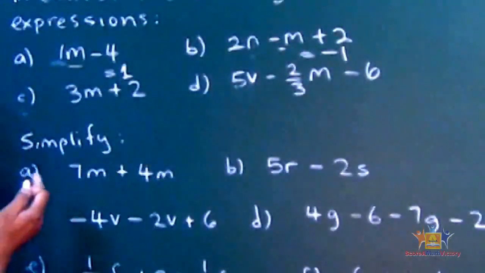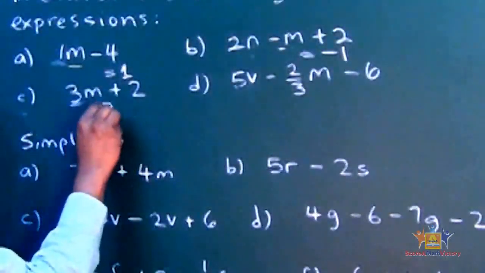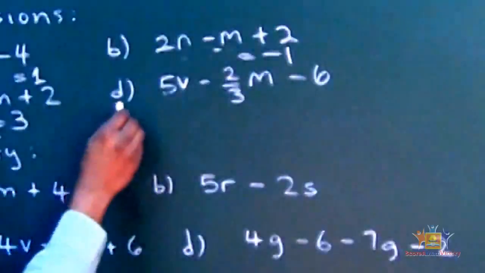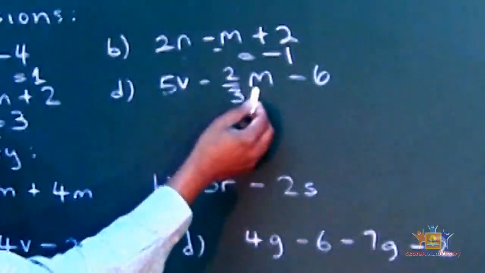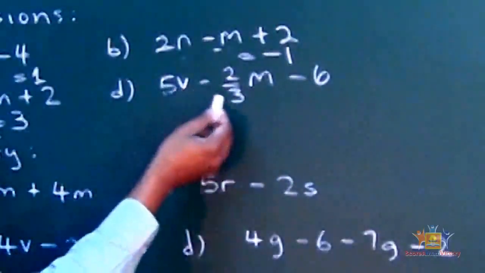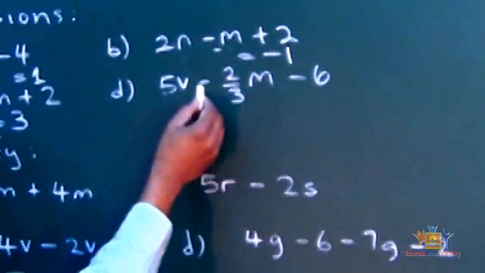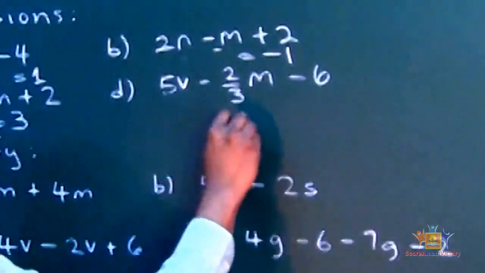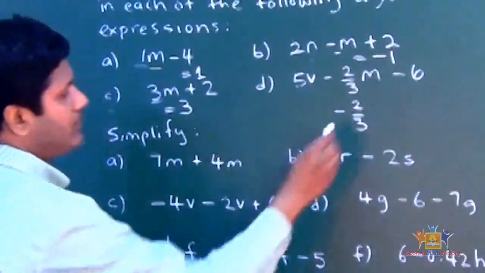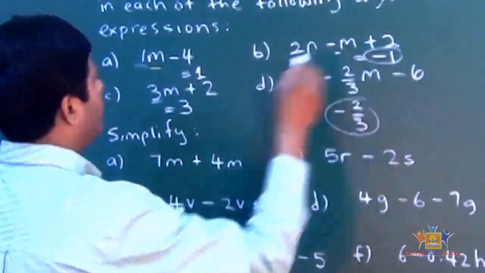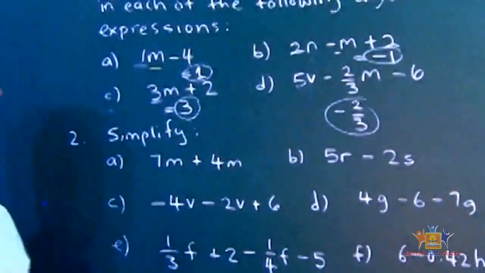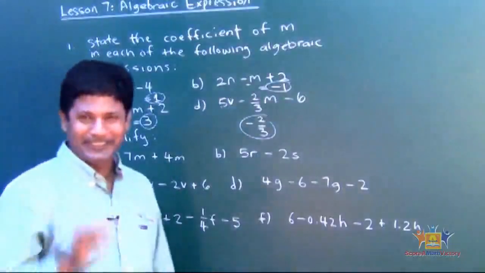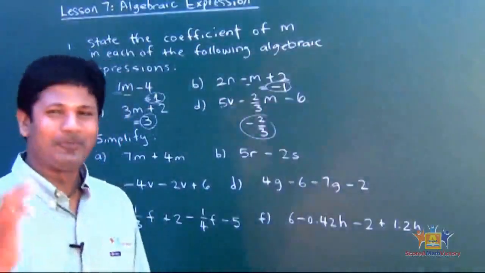Now how about C? What would be the coefficient? Very easy, straightforward, which is 3. And what about D? Again, we're looking for m, not for v. For m, it's 2 over 3, but the negative belongs to 2 over 3, so it's going to be -2 over 3. That should be the coefficient. You got it? Good job. I'm so proud of you.